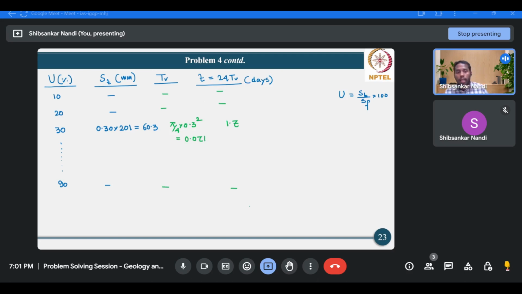Now after the calculation, what you have to do, you have to basically make this kind of plot. This is your time, this is your settlement. Now you will basically observe that it will take a form like this. So as the time is increasing, you will be having more and more settlement.